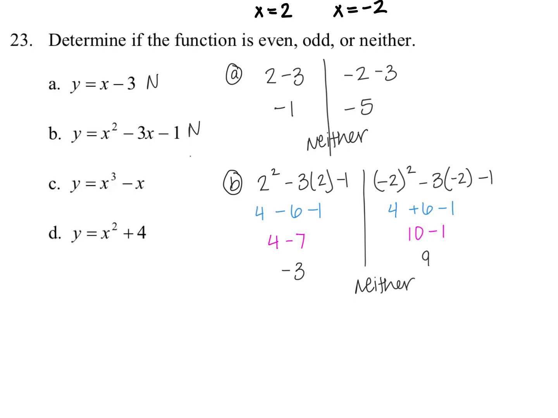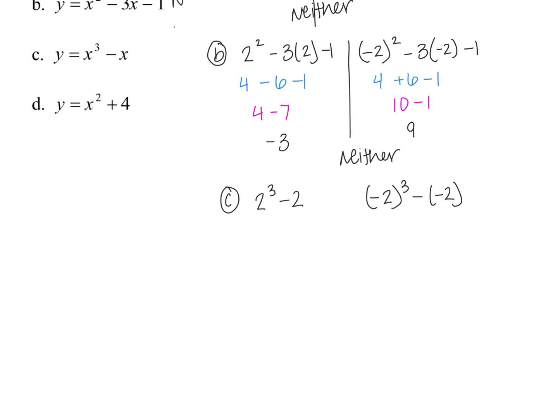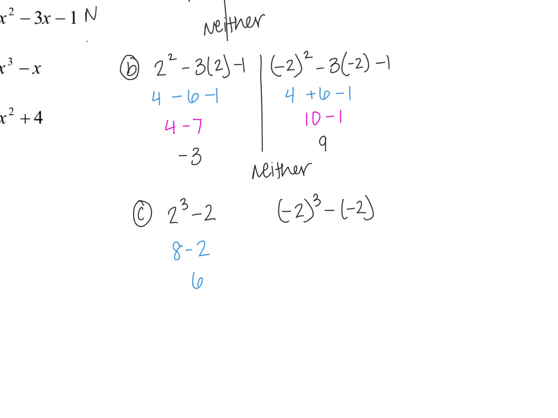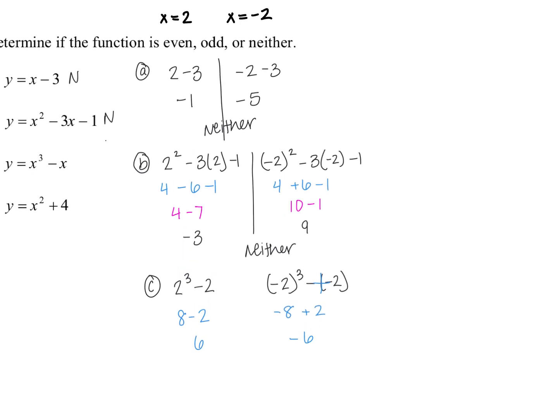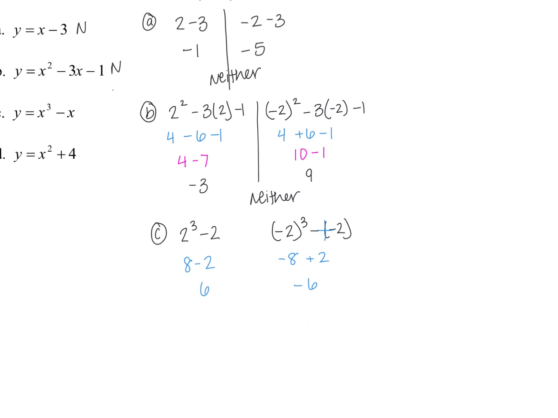All right, going ahead and doing C, same thing, 2 cubed minus 2, and then -2 cubed minus -2. So solving it, same exact way we did before. 2 cubed is going to give me 8 minus 2. I'm going to end up with 6. -2 cubed is going to give me a -8. I'm going to keep this as a +2. And I'm going to get -6. So in this case, because they're the same number, but they're opposite signs, this one's going to be odd.